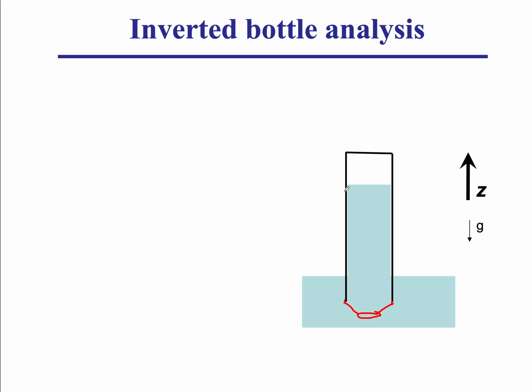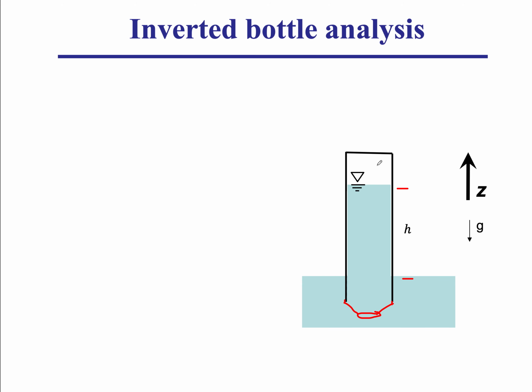And the bottle is upside down, so it's pointing towards the center of the Earth, and I've picked my Z coordinate system to be opposite to g, so it's pointing upward. The height of the fluid is H in the bottle, measured from the surface of the water.